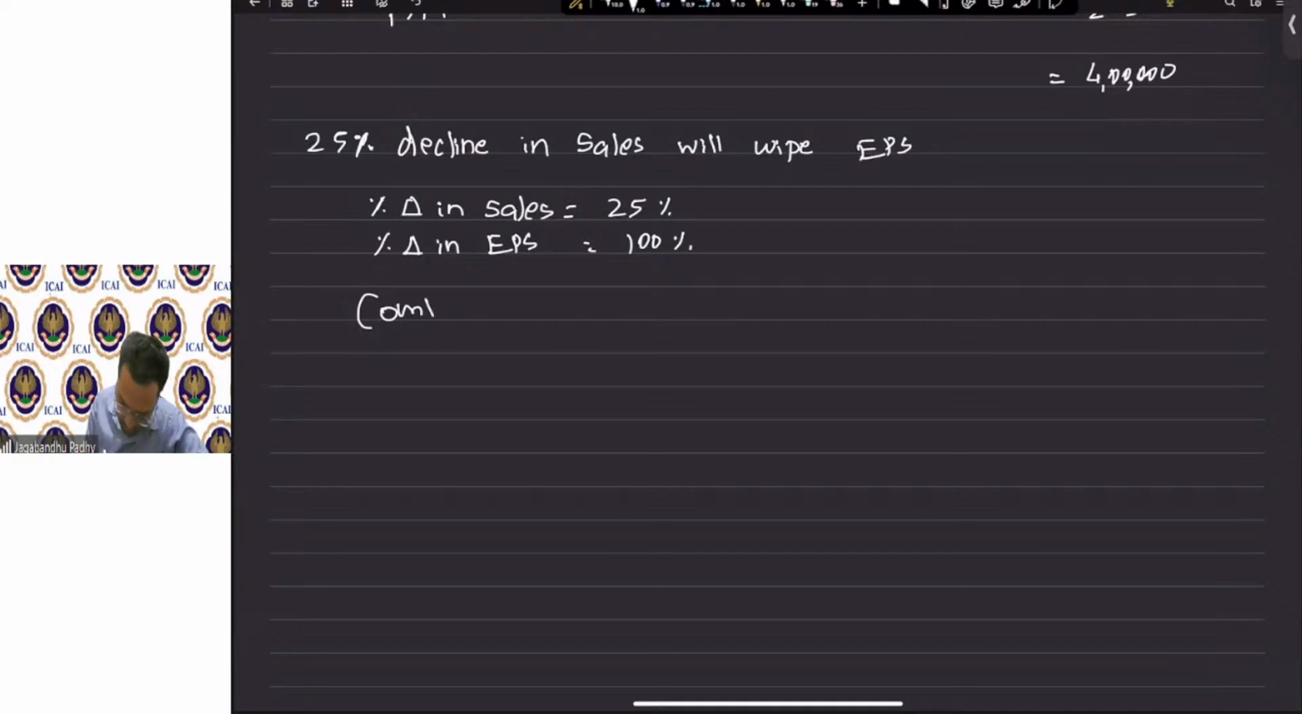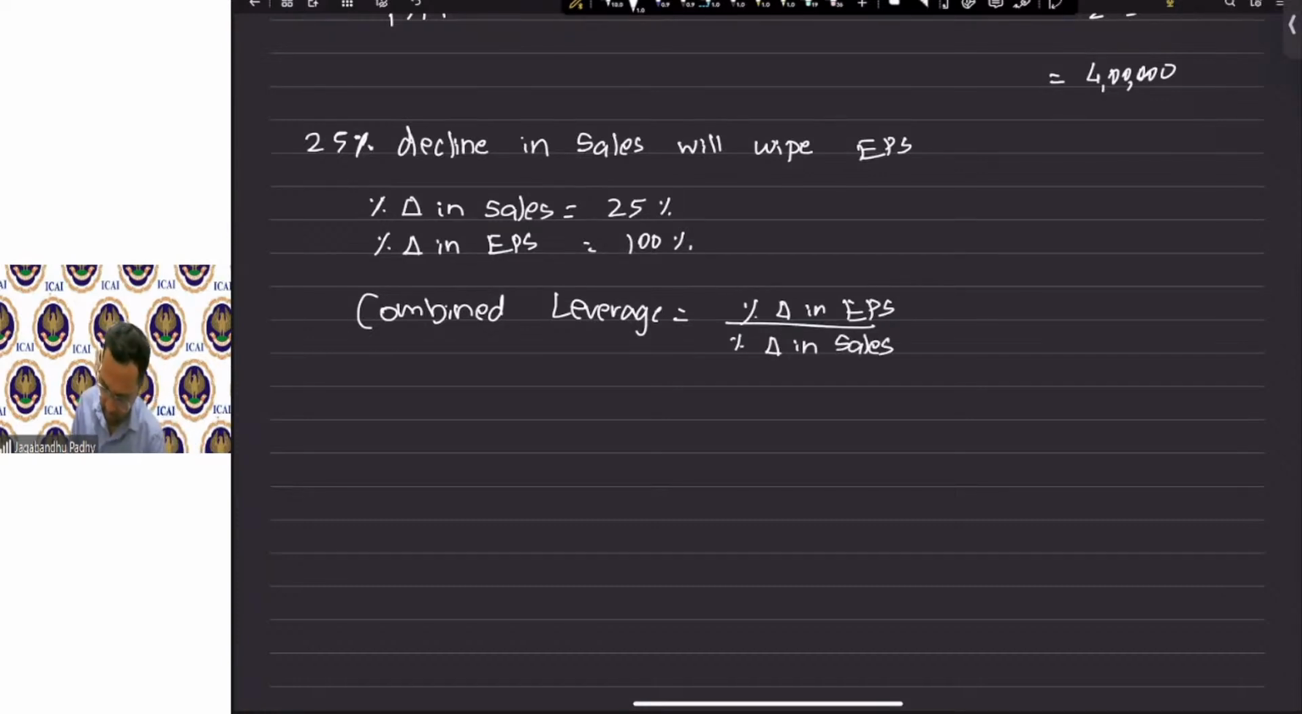We have the combined leverage as percentage change in EPS upon percentage change in sales. The percentage change in EPS is 100% and percentage change in sales is 25%, which is 4 times. Combined leverage works out to be 4 times.